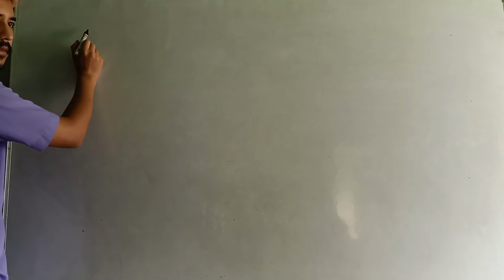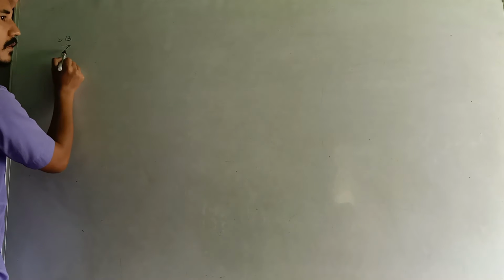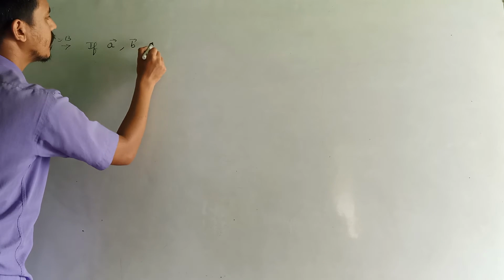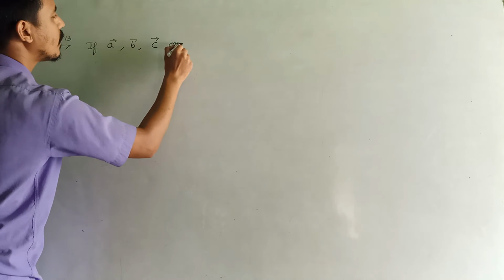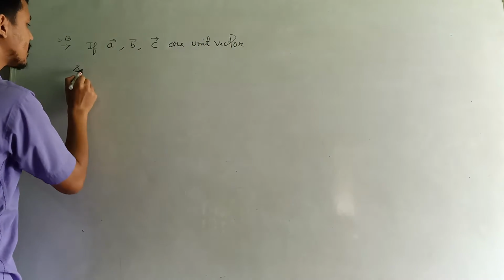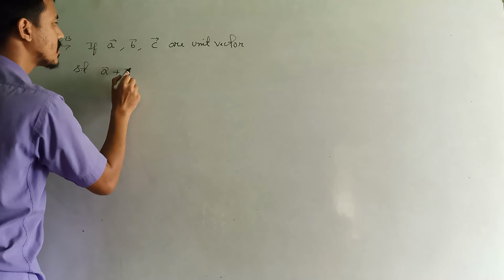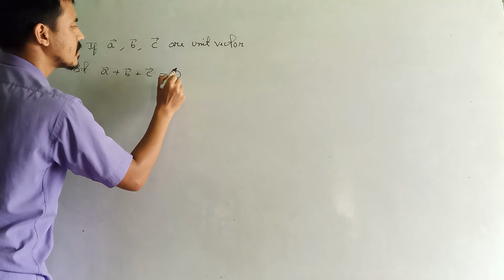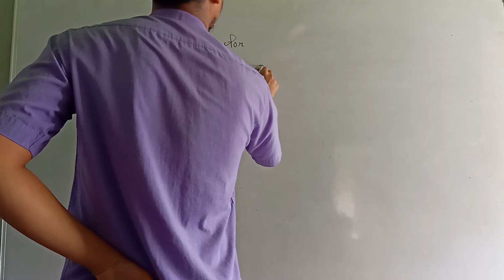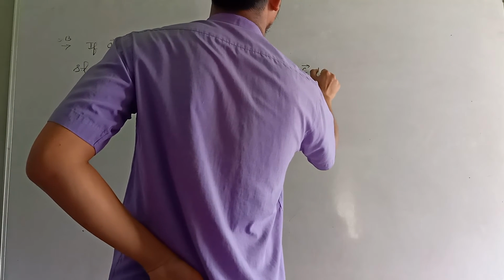Which vector question now? Okay, question number 13. If vectors A, B, C are unit vectors such that A plus B plus C is the zero vector. Zero vector means its magnitude is zero. Find A dot B plus B dot C plus C dot A.